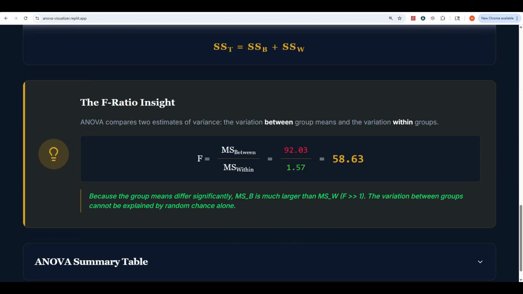It then moves into calculating my f-test statistic based on the mean sum of squares between and the mean sum of squares within, and I get a rather large f-test statistic. It produces a note here saying that because the group means differ significantly, the mean sum of squares between is much larger than the mean sum of squares within. My f-test statistic is much larger than 1. So the variation between groups is due to more than just random chance.